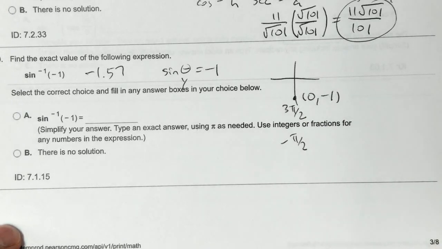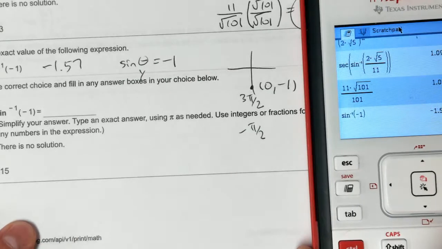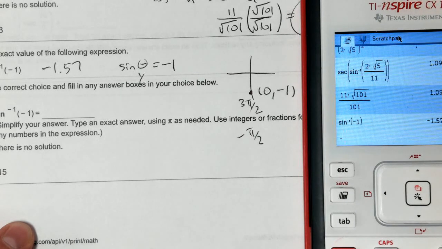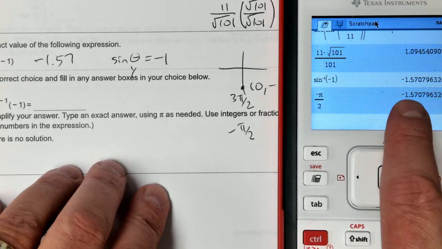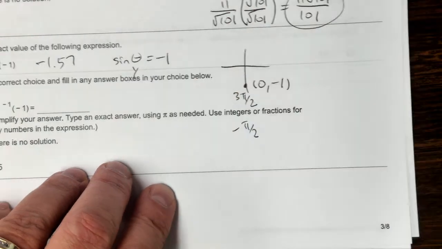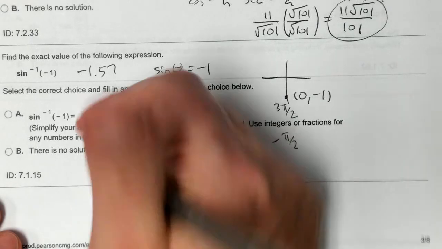And so if we do negative pi halves, that gives you exactly what we wanted. So this is negative pi halves.